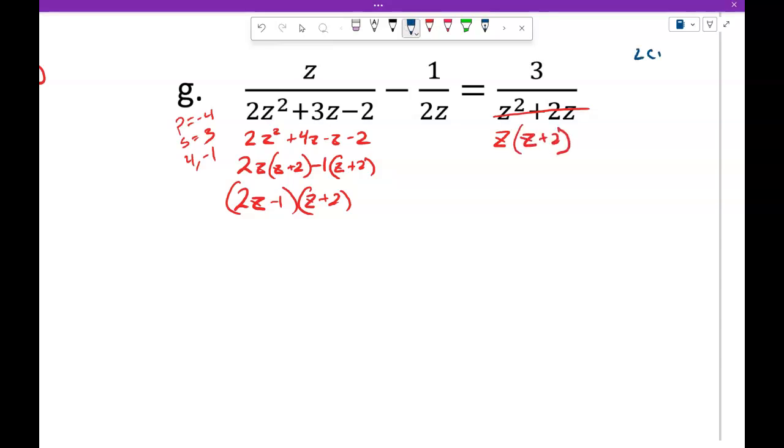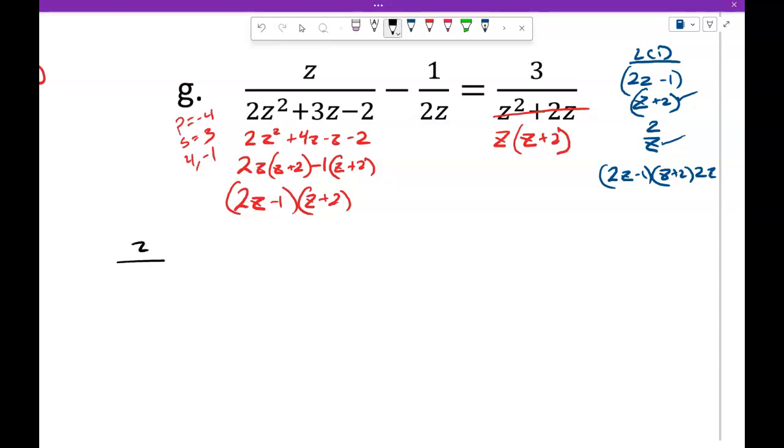So for our LCD, our first denominator is 2z minus 1, as well as z plus 2. Our second denominator is 2 and a z. And our third denominator, we already have the z, and we already have the z plus 2. So our LCD is the product of 2z minus 1, z plus 2, as well as 2 and z.